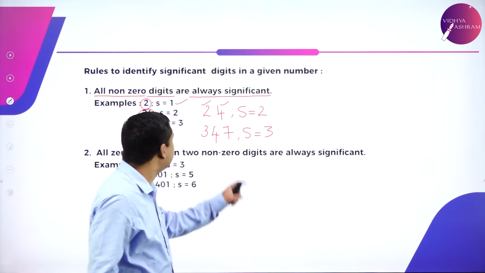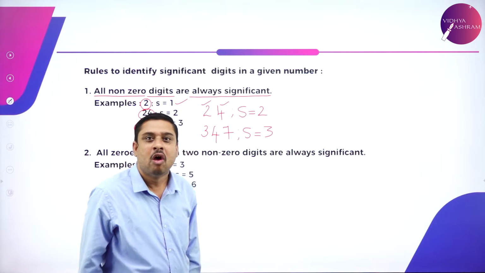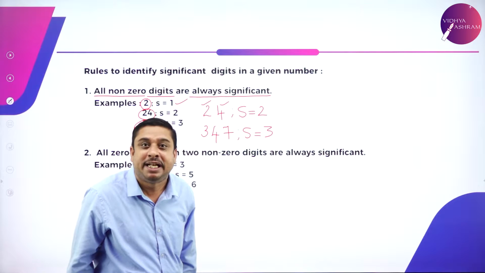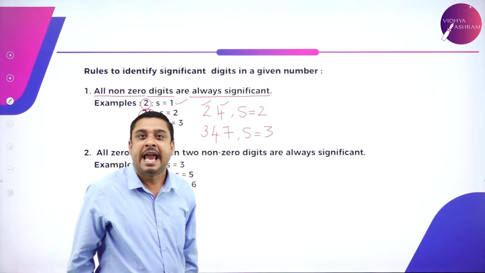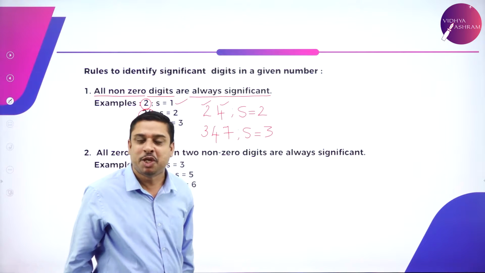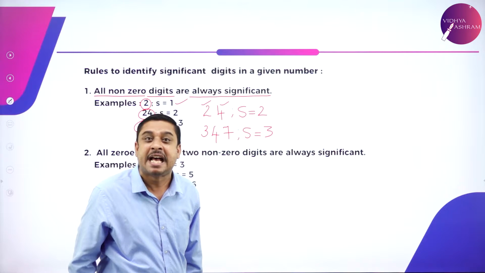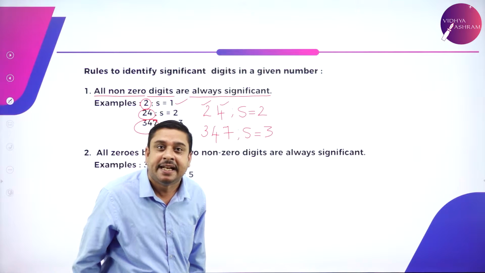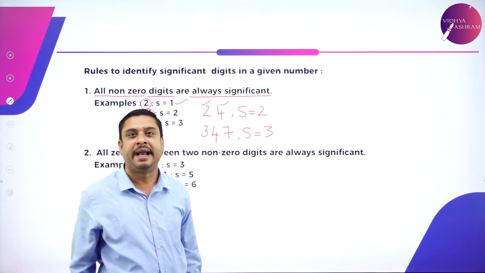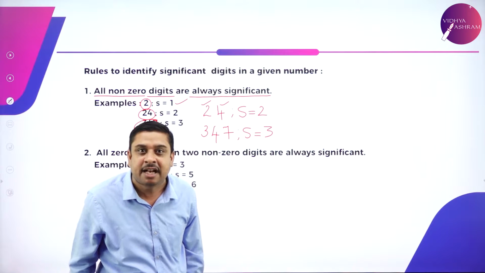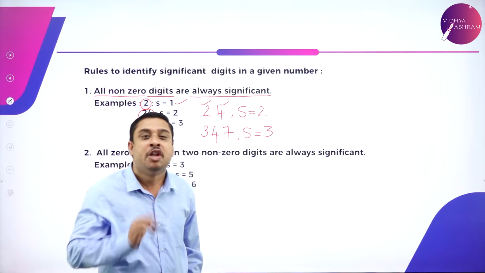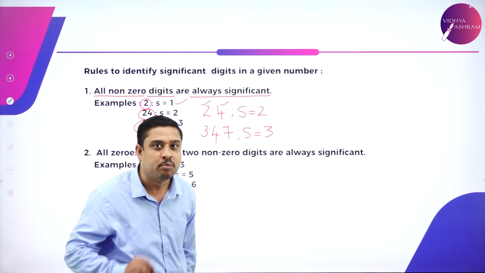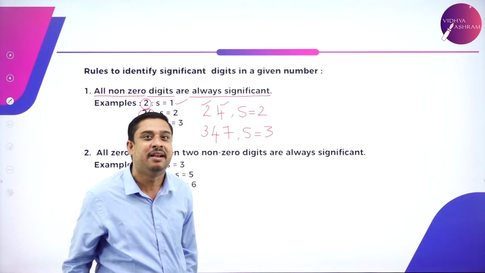So, very clearly, the first rule says all non-zero digits are always treated to be significant. Any digit other than 0, any digit which has a defined value in the number system is a significant digit. So, my dear friends, please do keep in mind, the first rule says that you are treating all non-zero digits to be significant. Here comes a practical numbering.